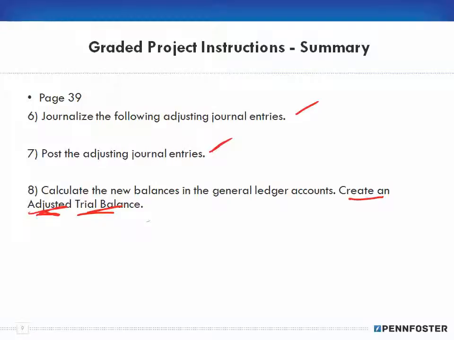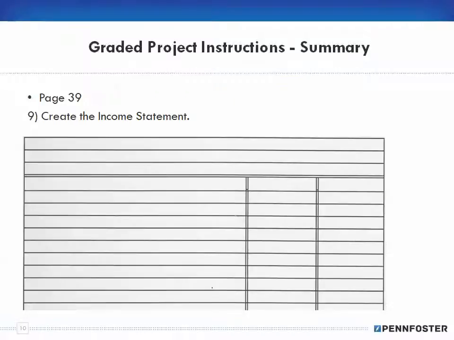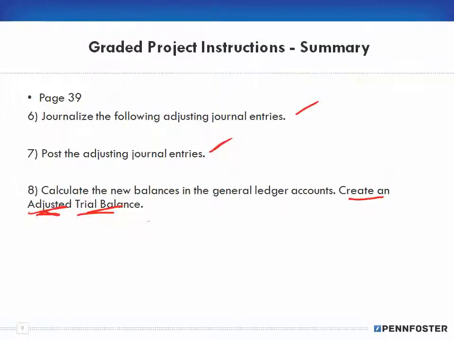So before I end this video, let me just look to see what's next. Creating the income statement. Before I end this video, let me go over the process again. You start with a beginning balance in the general ledger accounts. We made journal entries. We posted them to the general ledger accounts. And then from the general ledger accounts, we created an unadjusted trial balance.